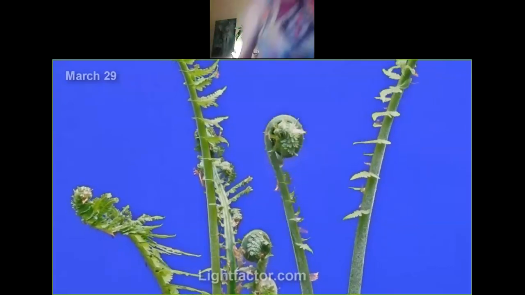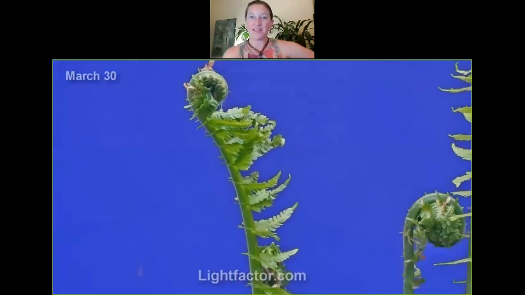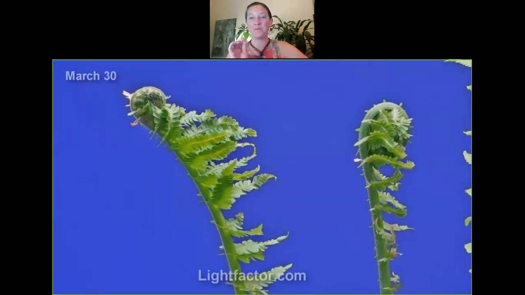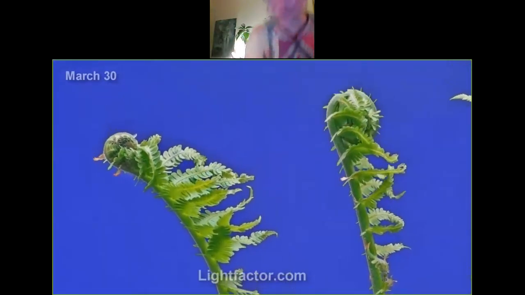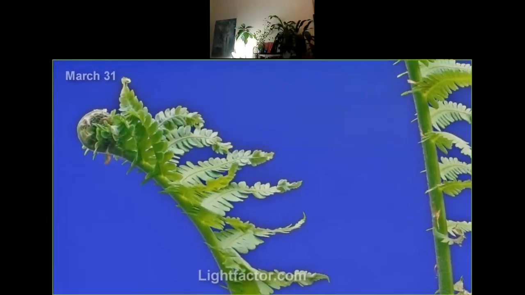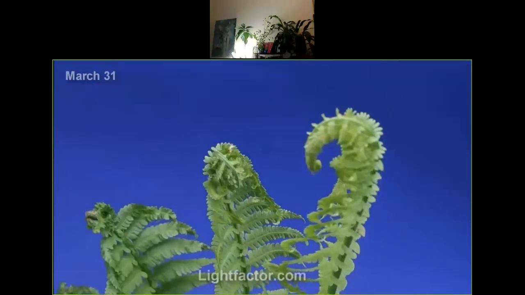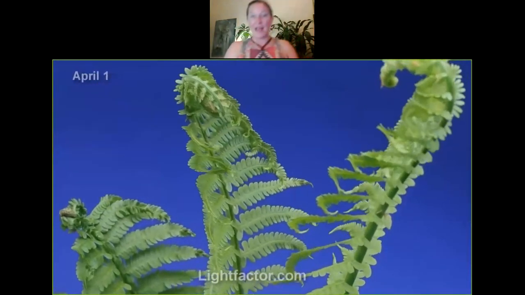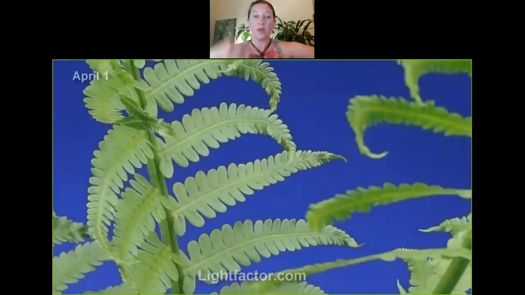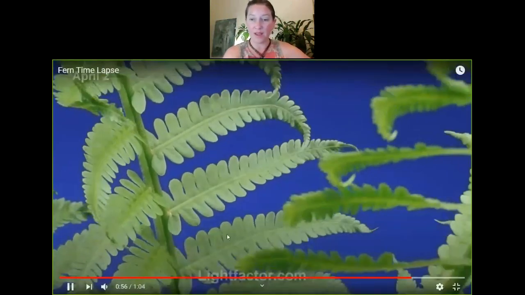It's pretty cool. I should mention this is not in real time, right? This is a time lapse. So this is not how fast it happens in real life. But yeah, so when you see fiddleheads on a plant, look how now they're all open and it's opened into what looks like a normal fern leaf, right?